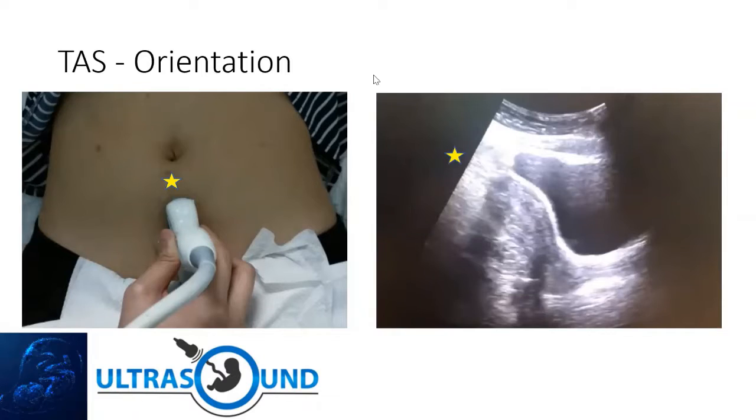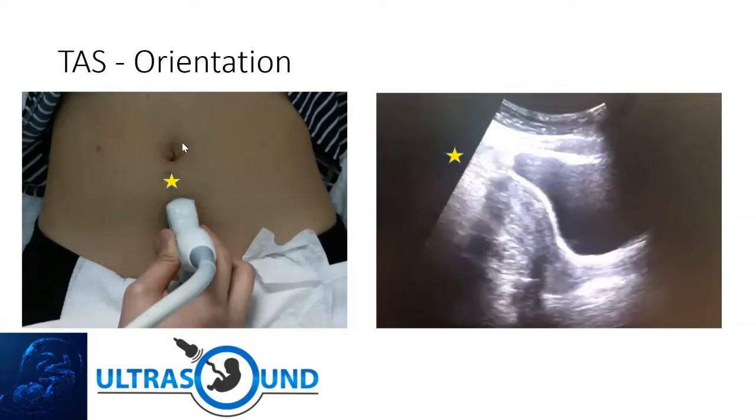Okay, so now I'm going to talk you through the orientation of doing a transabdominal scan. As you can see, this marker is pointing to the patient's head, and the other side is pointing to the pelvis. And this is what you can see. So this is the bladder, and this is the uterus. I'll go through this image with you in a while. This marker is pointing towards the head of the patient.